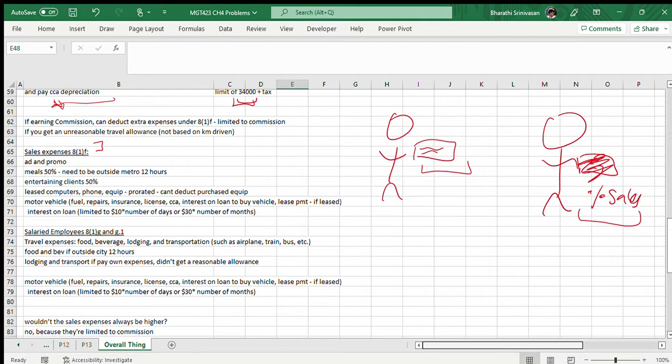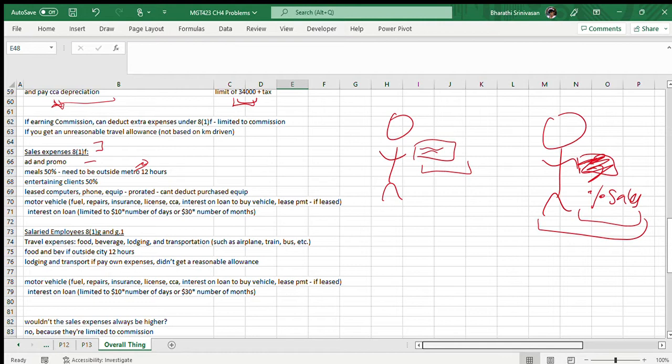Some sales expenses that fall under this salesperson rule are ad and promo. You can deduct these fully. So, for example, any pens that you buy, any paper that you buy, advertisements that you make, you can fully deduct them. Meals for yourself, you have to be outside a metro, a metropolitan big city, for 12 hours in order to deduct these.